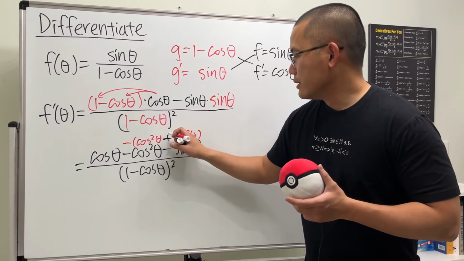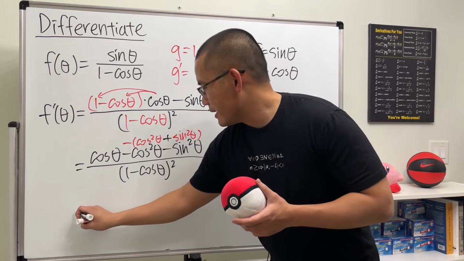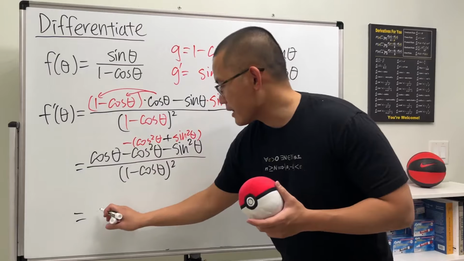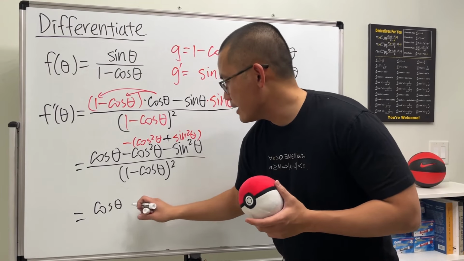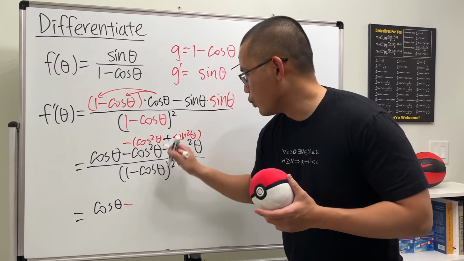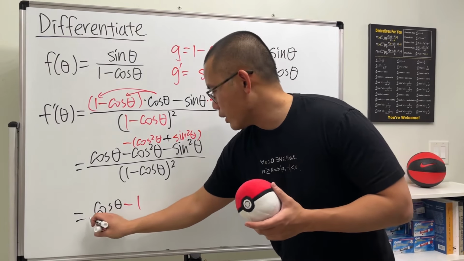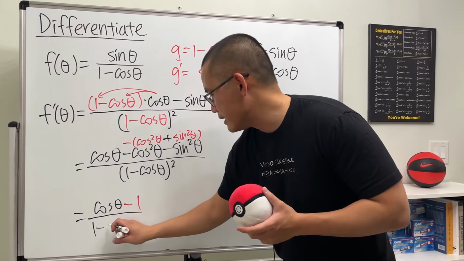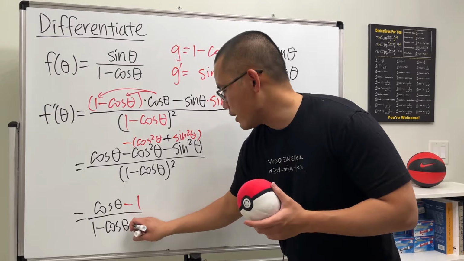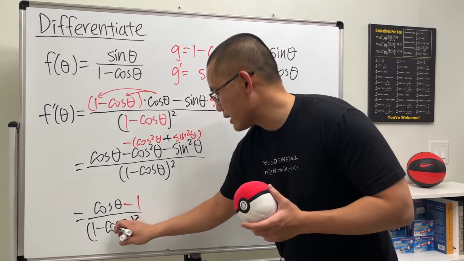So let me just write it down like this. Here, we have cosine theta, and then pretty much just minus 1. All this is just 1. And all divided by that, which is 1 minus cosine theta, parentheses, and we square that.